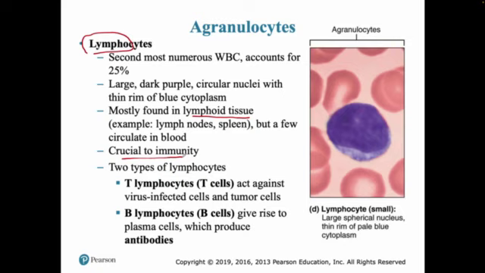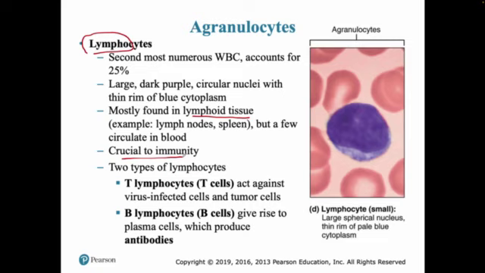There are two kinds of lymphocytes: T lymphocytes and B lymphocytes. T lymphocytes are also called T cells. They act against viruses and tumor-infected cells.